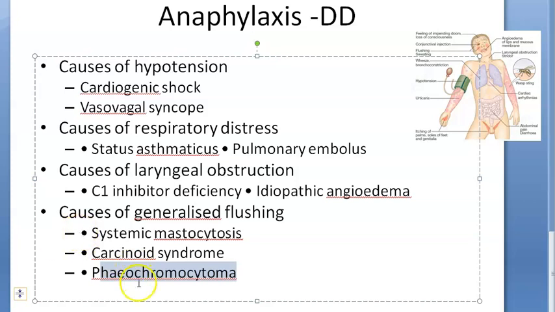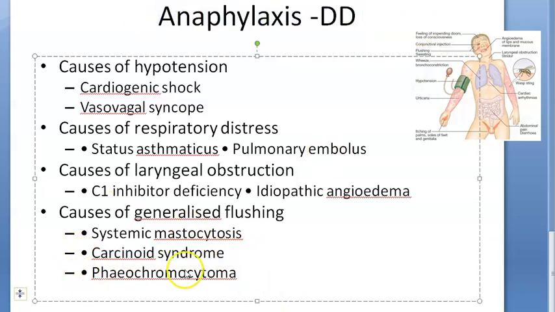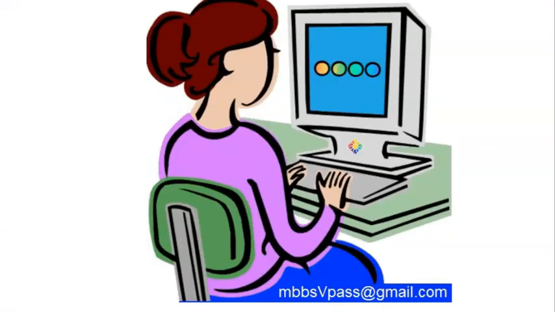Yes, pheochromocytoma, carcinoid syndrome, etc. So these are the differential diagnoses for anaphylaxis. Carcinoid syndrome is because of some tumors, a paraneoplastic condition, and this will also have flushing. Now just a recap of the differential diagnosis of anaphylaxis. They will ask you only this point in the exam, the differential diagnosis of anaphylaxis.